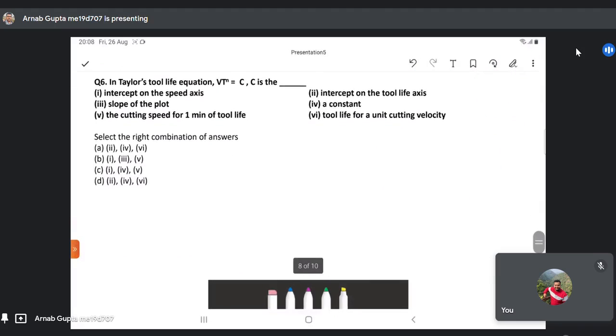In Taylor's tool life equation, V t power n equal to C, which is the Taylor's tool life equation, C is the intercept on the speed axis, the slope of the plot, the cutting speed for 1 minute of tool life. Intercept on the tool life axis, constant, tool life for a unit cutting velocity.